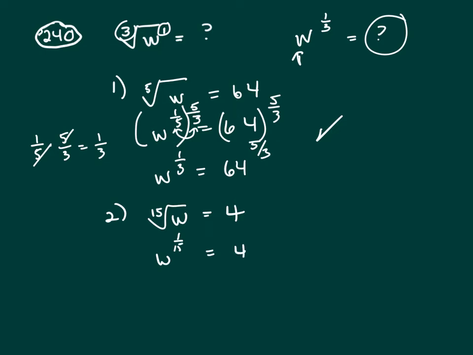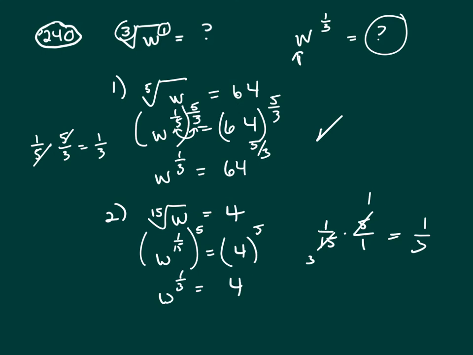And I don't want a 1 over 15, I want a 1 over 3. So I need to raise both sides to the, I want a 1/3 and multiply by 5. Raise both sides to the 5th. Because look, 1 over 15 times 5 over 1: 5 will go into 5 one time, 5 will go into 15 3 times, giving 1/3. So W to the 1/3 is 4 to the 5th. So your answer's D. Both work independently.